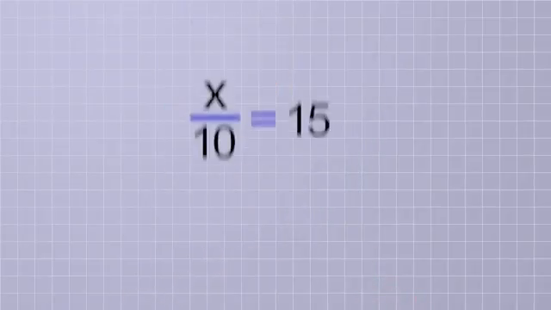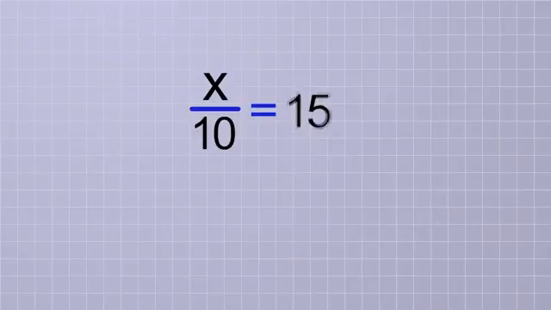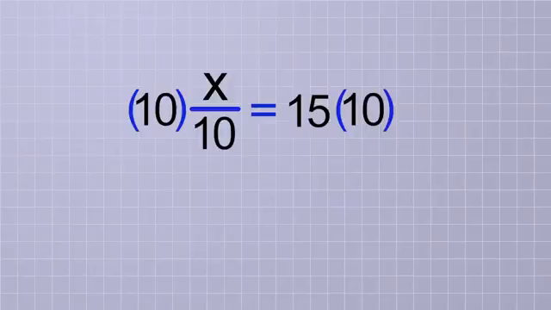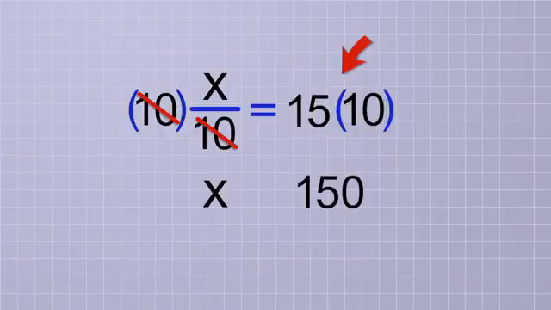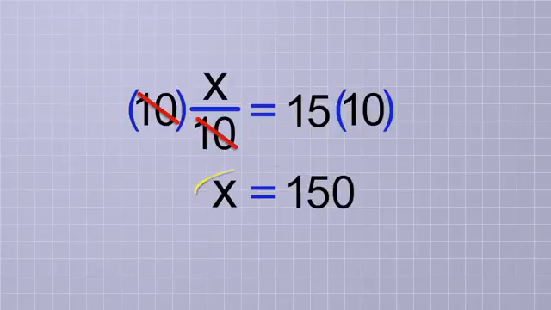Let's try another one. x over 10 equals 15. In this problem, since the x is being divided by 10, to get it by itself, we're going to need to multiply both sides of the equation by 10. On the first side, the 10's cancel, leaving x all by itself. And on the other side, we have 15 times 10, which is 150. So our answer is x equals 150.